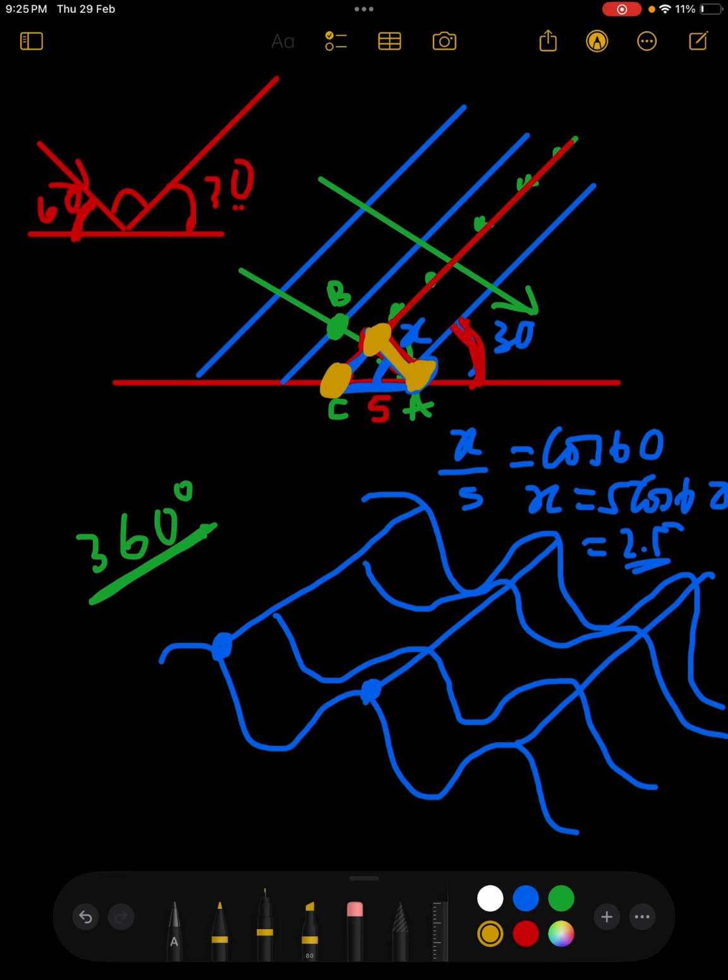Therefore, the distance x is 2.5. So the phase difference, phi, is equal to 360 times x, which is 2.5, over the wavelength, which is 10. So that would be a quarter of 360, which is equal to 90 degrees, like that.